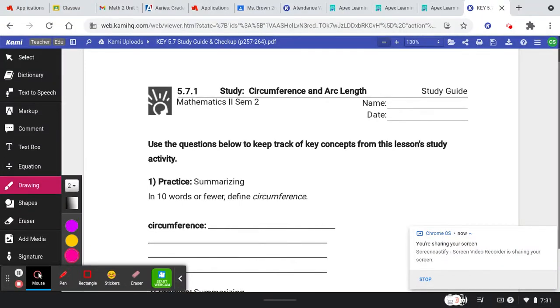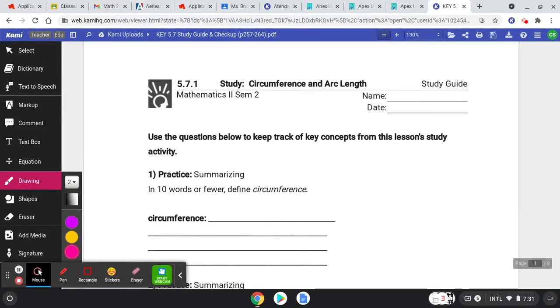Okay, here we go with sections 5.7 and the study guide and checkup. Let's go take a peek at what we're doing today. So in 10 words or fewer, define the circumference of a circle. It starts with a little review here, and then it's going to go into our new big idea.